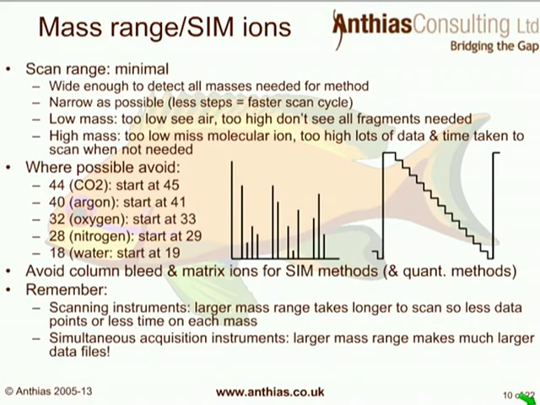Remember, though, that with scanning instruments, the larger the mass range, the more steps there will be, the longer it will take to scan, and therefore you'll get fewer data points, or less time, i.e. the step length, on each mass. This means that we will have less sensitivity or fewer data points across our peak. If we're using a mass spectrometer which is a simultaneous acquisition instrument, the larger the mass range, the much larger the data files will be.